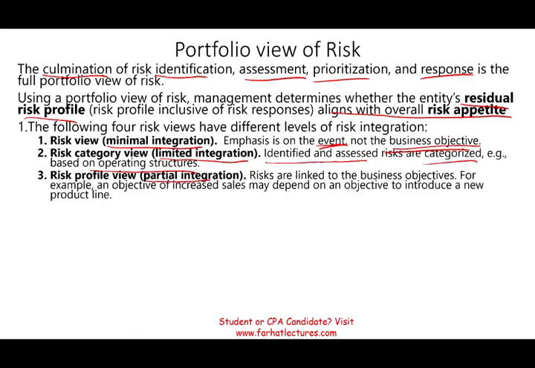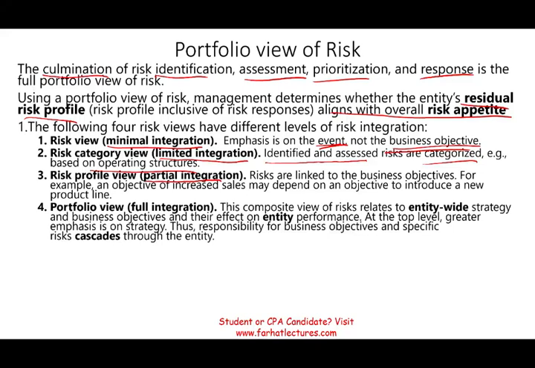Or you could have a partial integration. Here, your risk is linked to your business objective. Now you are trying to integrate more. For example, you would look at the objective of increased sales also depending on the objective of introducing a new product line. So you're looking at the new product line and sales at the same time, the risk of running both, versus not looking at the risk until the sales started to occur. You have a new product, then you would deal with it on a risk by risk basis, like an event-based approach rather than business objective. Here, on the contrary, you're looking at the product line and you're looking at the increase in sales. It's a partial integration. And the most complete integration, obviously, is called full integration.